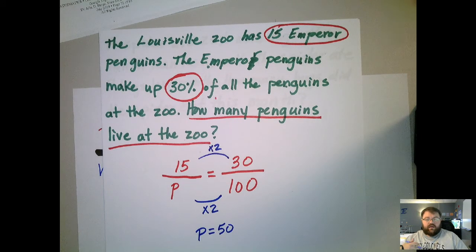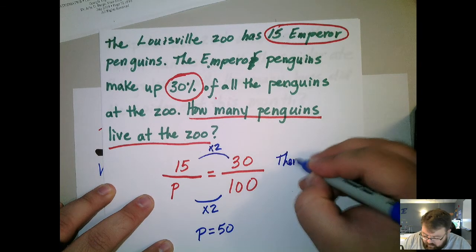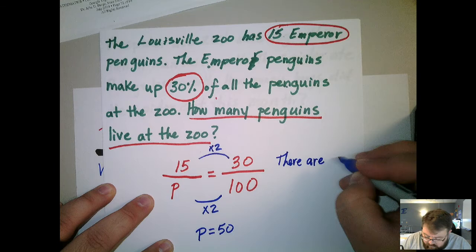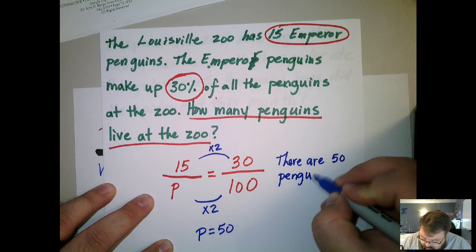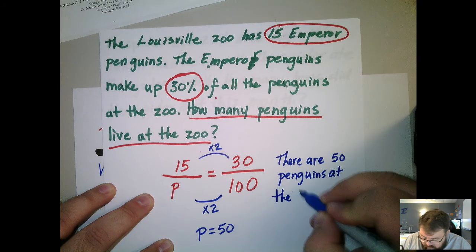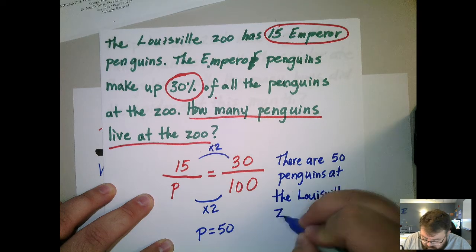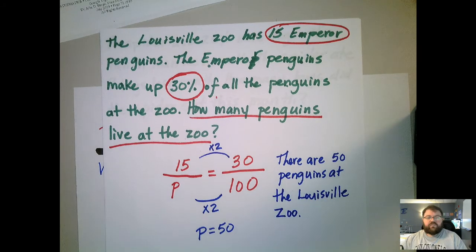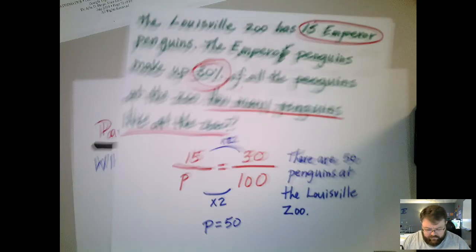Again, what does that mean in context of your problem? There are 50 penguins at the Louisville Zoo. Okay.